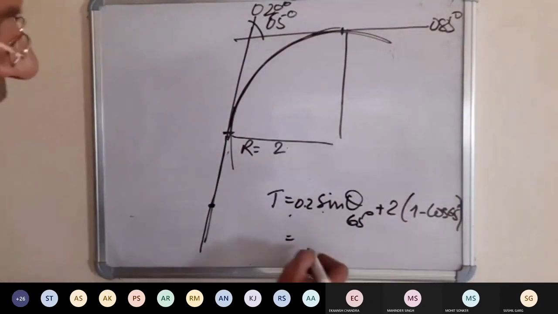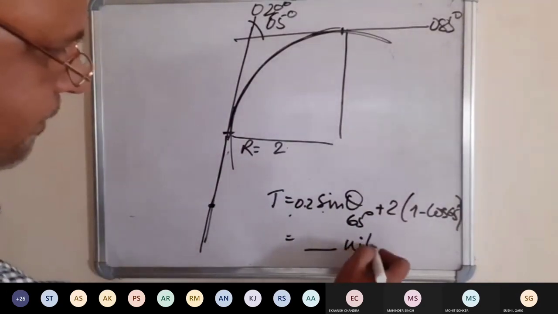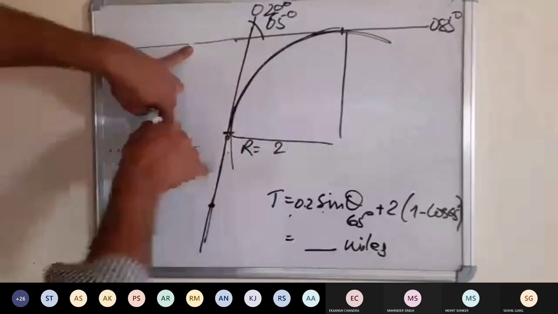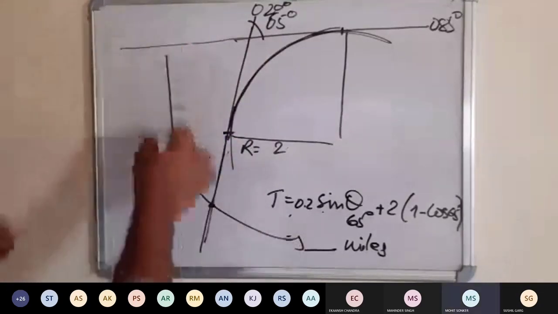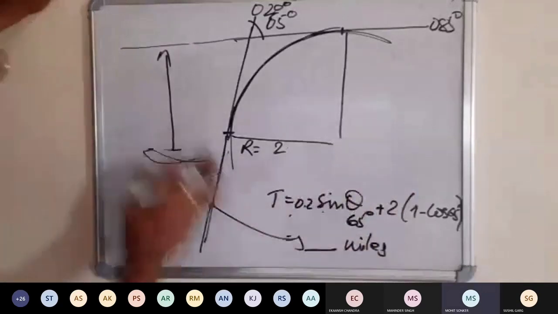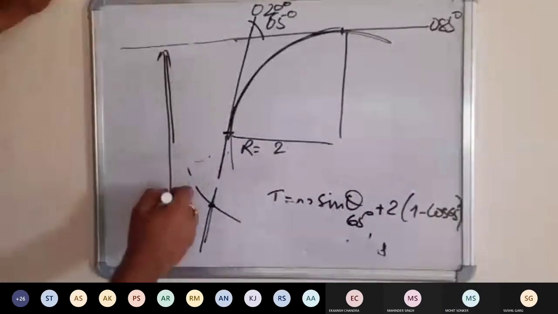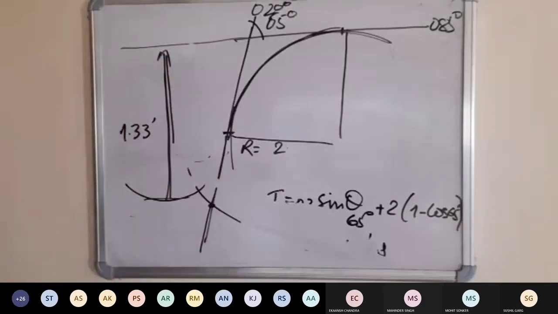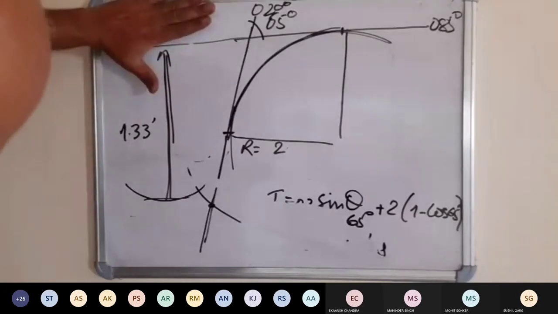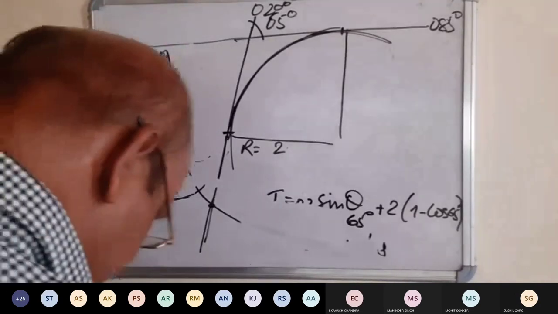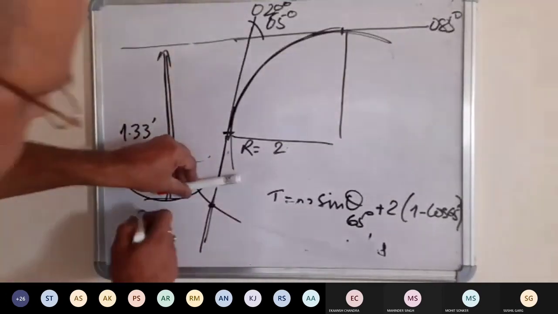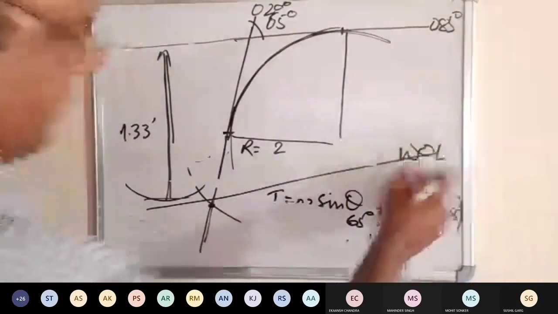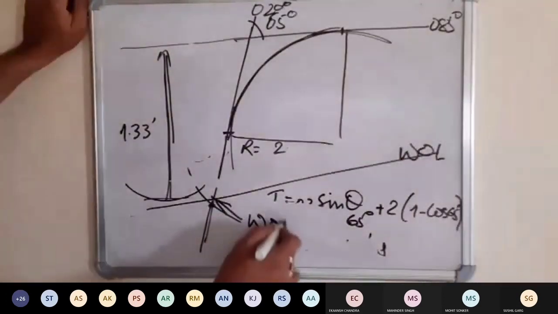Having calculated the value of t, whatever value comes, that many miles. Cut a distance from this line which is equal to this 1.33, sir. Okay, very good. So from here to here, cut an arc of 1.33 miles with a compass and parallel ruler, and draw a line here. So this one is wheel over line and this one is wheel over point.